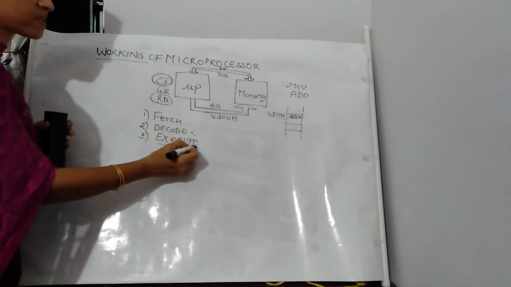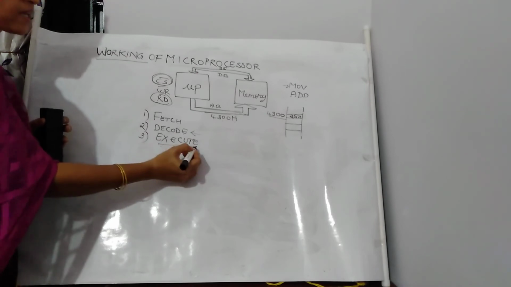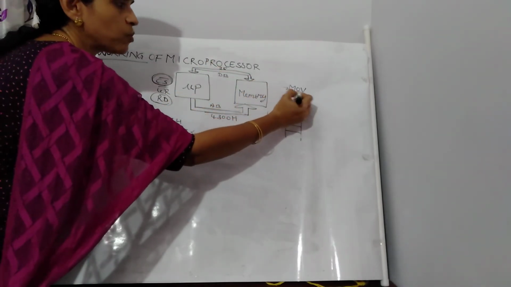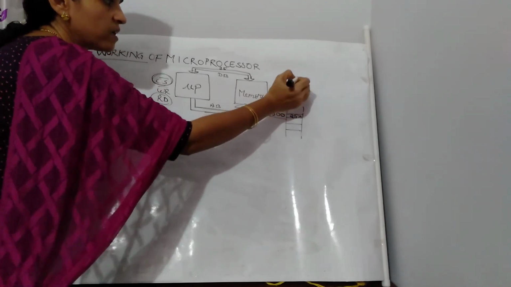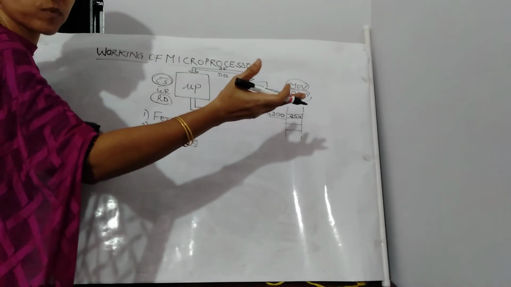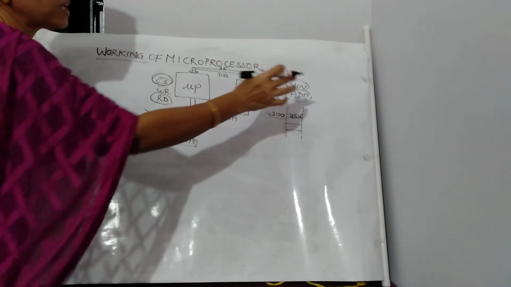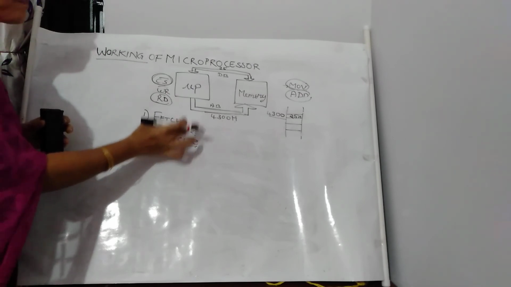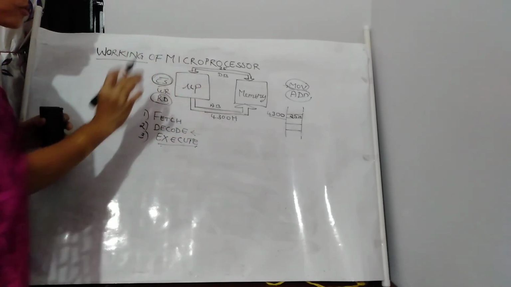So that will be the execute. Next step is execute. So then it will execute whatever has to be done. For example, move, that move operation will be done. Then add, suppose two registers have to be added, two data have to be added. So that operation will be done in the third step. So that is the working of the microprocessor.